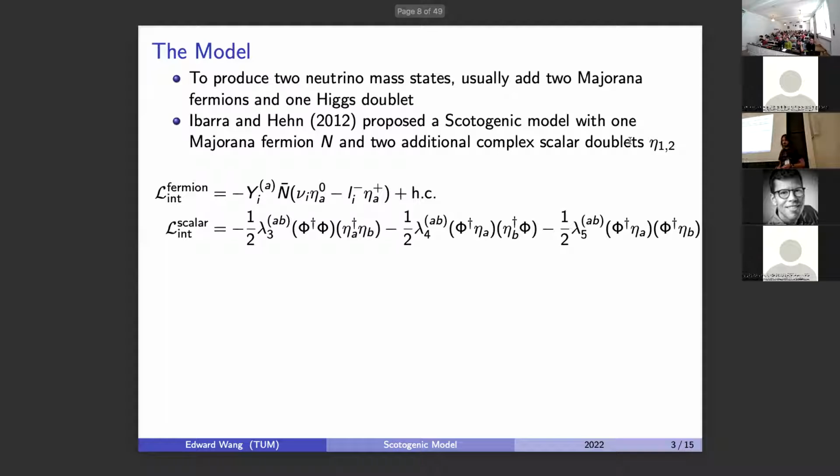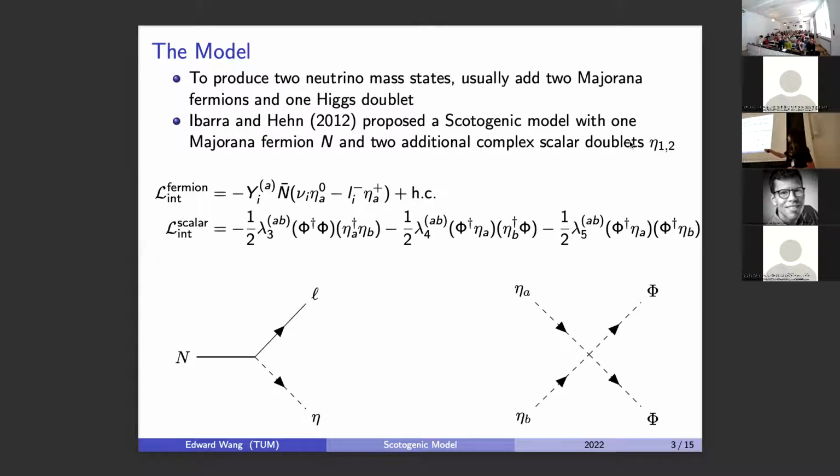Now, the interaction Lagrangian looks like this. So this is precisely the Yukawa term that Joachim has shown to us. It's very similar to what Joachim has shown to us earlier today. And they produce the following vertices. So here we have a Yukawa interaction between the Majorana fermion, the standard model leptons, and these new scalars that we call eta. And here we have scalar interactions between the etas and the standard model Higgs.